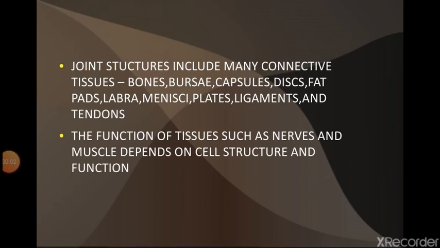Joint structures include many connective tissues: bone, bursa, capsule, disc, fat pads, labra, menisci, plates, ligaments, and tendons. The function of tissues such as nerves and muscle depends on cell structure and function. Whereas in the case of connective tissue cells, they differentiate and change the type of extracellular matrix they produce given the appropriate environment or stimuli. Let's discuss this with an example.